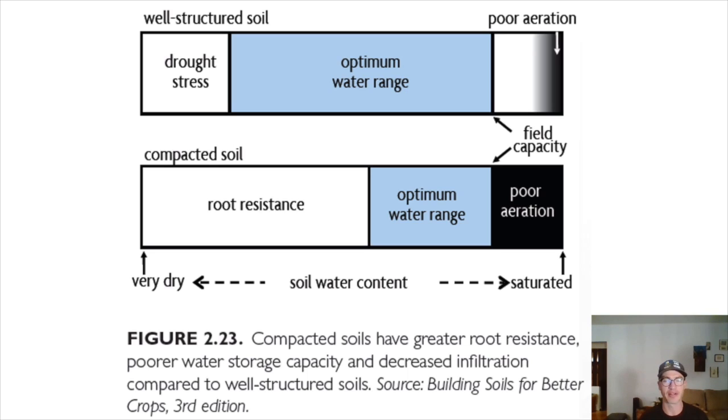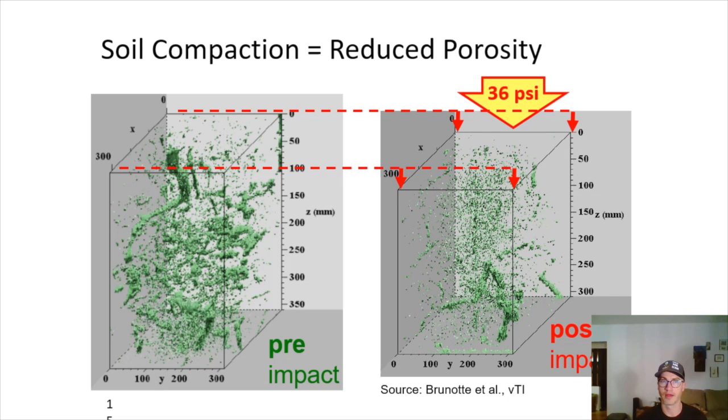Whereas in a compacted soil, that range is much narrower, because there aren't as many pores or gaps in the soil. Anytime that soil is saturated, there's no air left there for those roots to get oxygen from, and once it starts drying out, it very quickly gets just too hard for the roots to grow through.